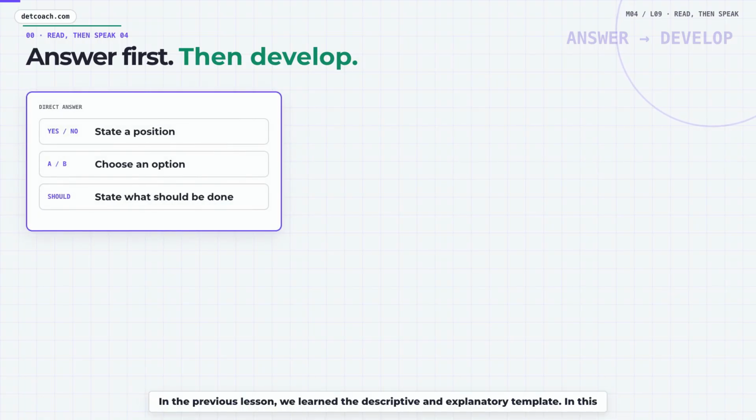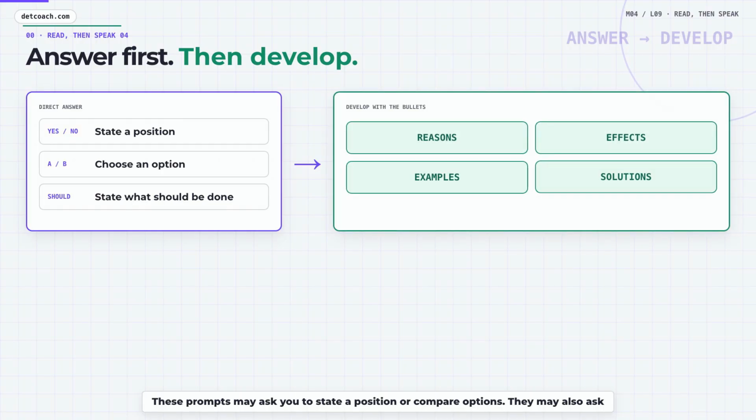In the previous lesson, we learned the descriptive and explanatory template. In this lesson, we'll move on to a read, then speak template for opinion and advice prompts. These prompts may ask you to state a position or compare options. They may also ask you to analyze a problem and suggest a solution.